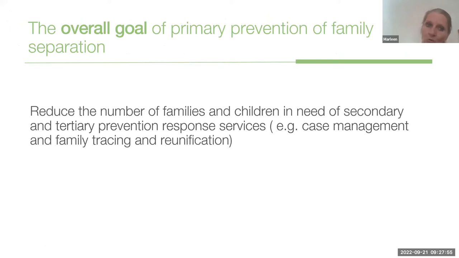And the overall goal of primary prevention of family separation, and this is very important, is to reduce the number of families and children that are in need of secondary or tertiary prevention response services. These are, for example, case management and family tracing and reunification. And again, to underline some of the points that have been made before, apart from the fact that we have a moral obligation to do this, given the devastating impact, this will also be cost effective in terms of child protection services.